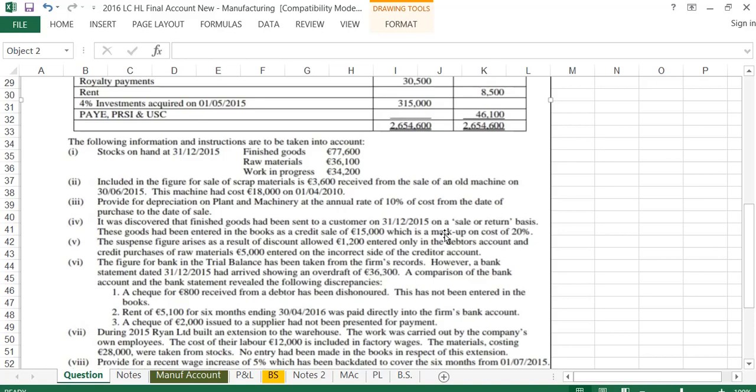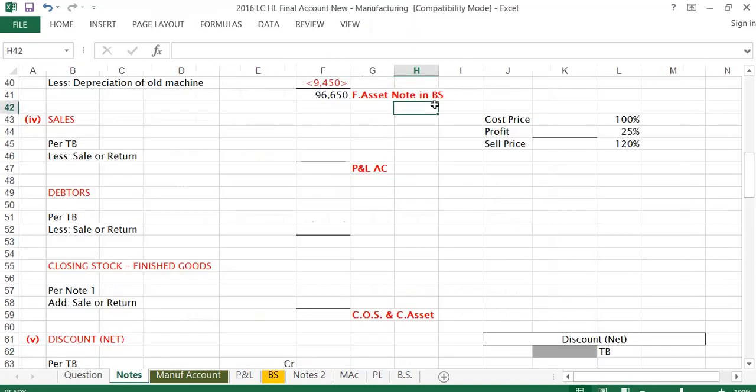Now, sale or return is where we give something to a debtor and they can buy it if they want. It's not an actual sale. They have the option to return it to us, so it shouldn't be treated like a sale. So the first thing we're going to have to do is to get the cost price. But we have the selling price. So in the question, it tells us that the selling price was 15,000. And that selling price is 120%. So to get the cost price, I'm going to get my 15,000 divided by 120%, multiplied by 100%. The cost price is 12,500.